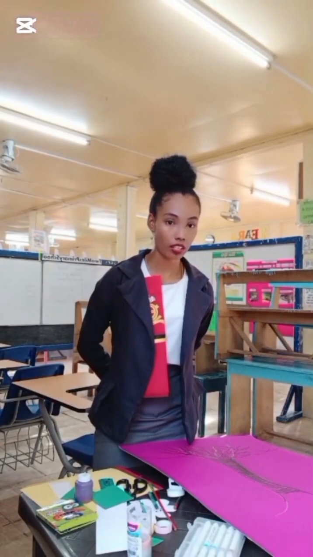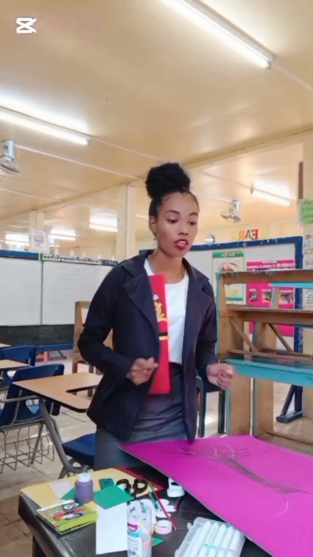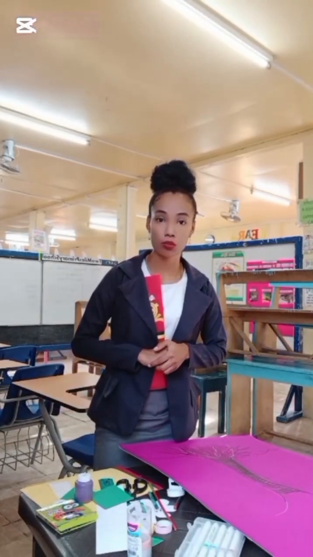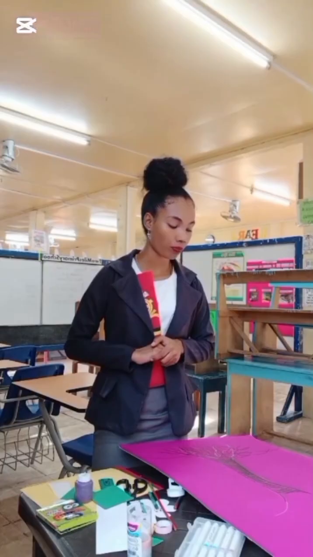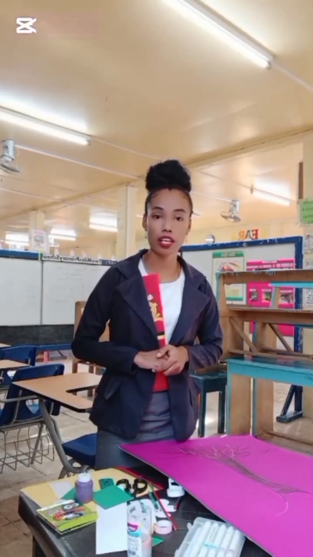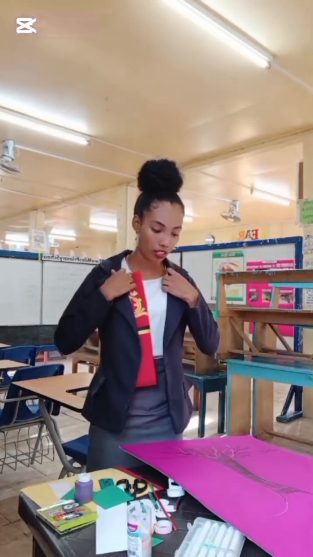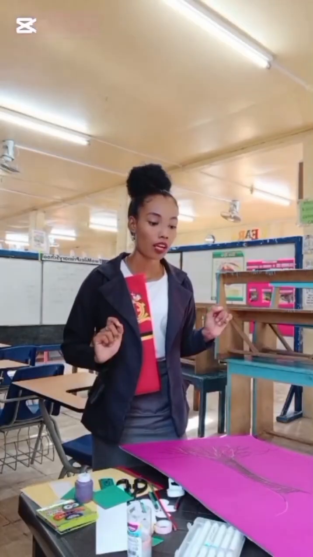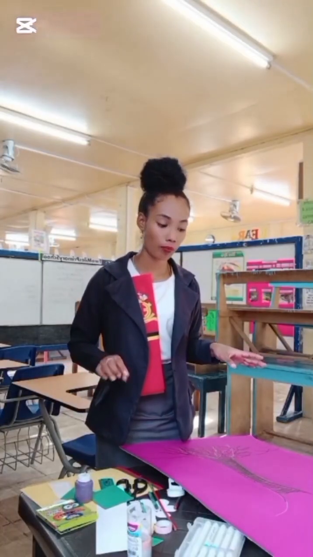And today I will be making a teaching aid for my team teaching assignment, Cycle 1. And our topic that we chose is parts of a plant. We're going to be creating a poster, a label diagram of the parts of a plant.